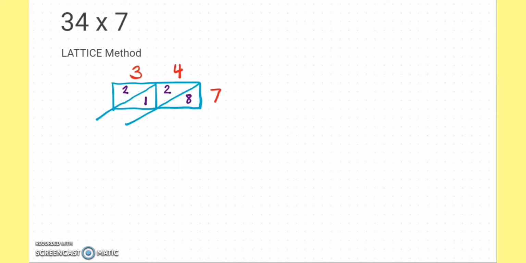And then what's next for us to do is to get the sum of each diagonal group. So for this one, we only have an 8. And then here we have 2 and 1, which sum to 3. And then for this group, we only have 2. And then we just write the numbers accordingly. 2, 3, 8. And that's it. That is our final answer for 34 times 7.